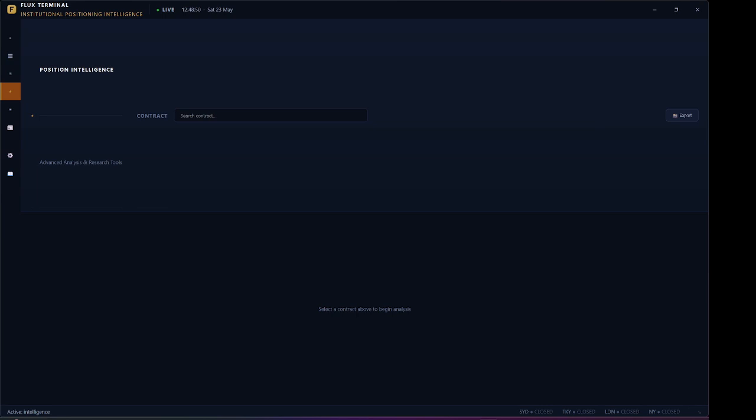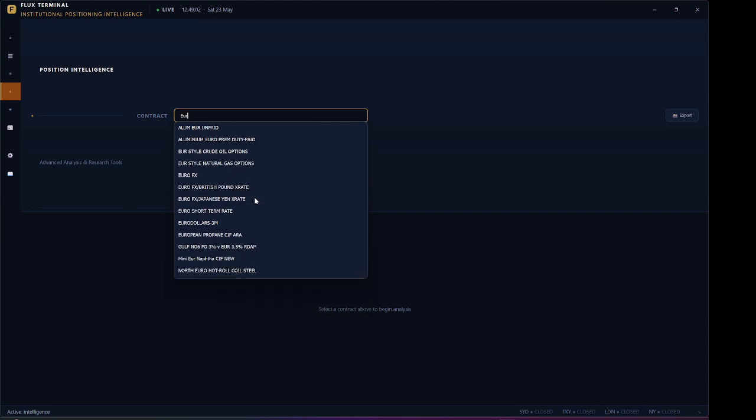The next is the position intelligence tab. This is a really big one, so I'll try to keep it short. Once you open it, by default, it shows nothing. But let's search for a contract.